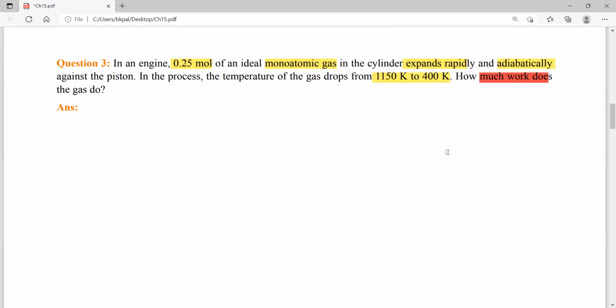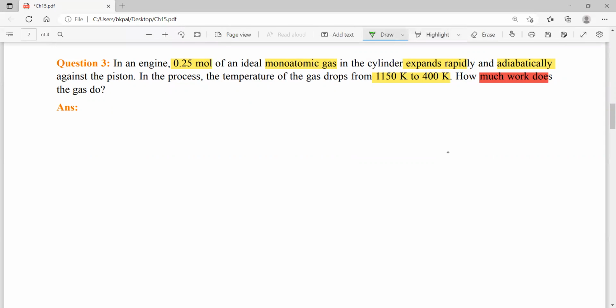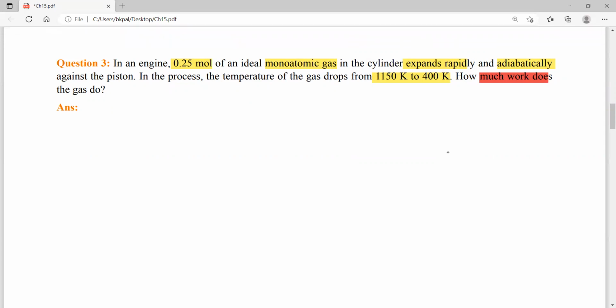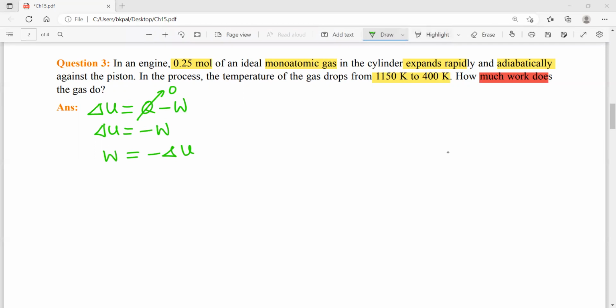To calculate the work done, we basically need to use the first law of thermodynamics. The first law tells us that delta U is equal to Q minus W. We are going to determine W, and adiabatic process means Q equal to 0. So delta U is equal to negative W, so W is basically equal to negative delta U. So if we can determine the change in internal energy, we can immediately say what the work done is. Now let's calculate the change in internal energy.